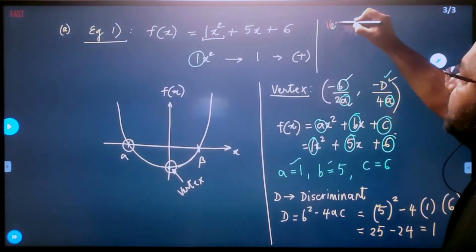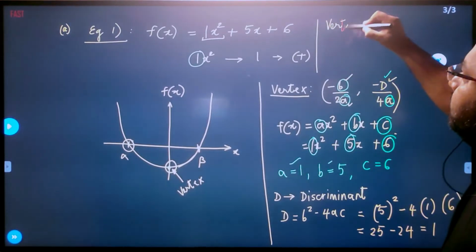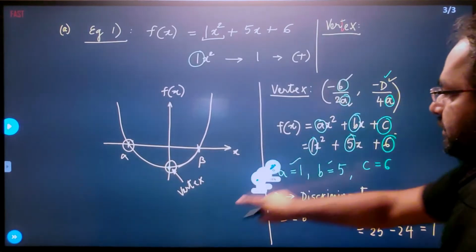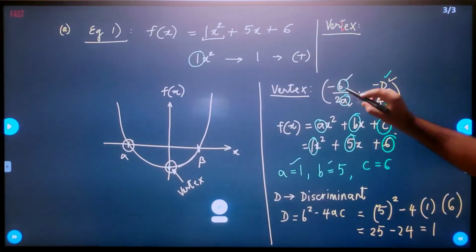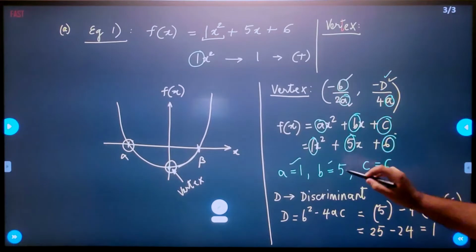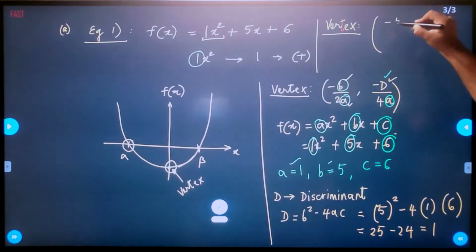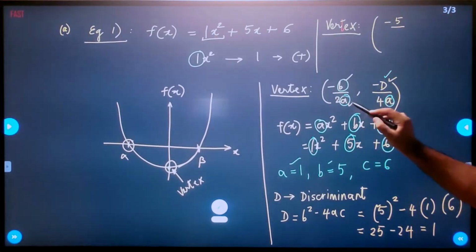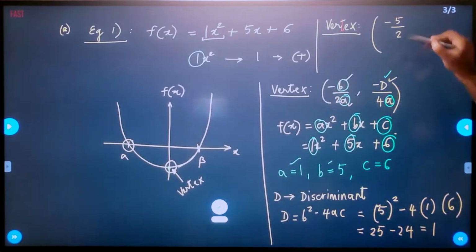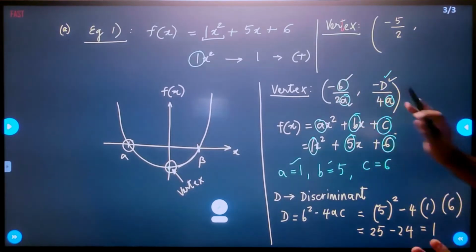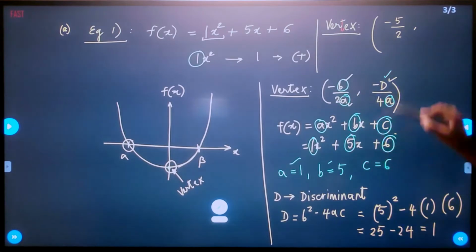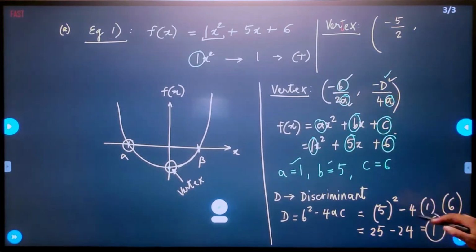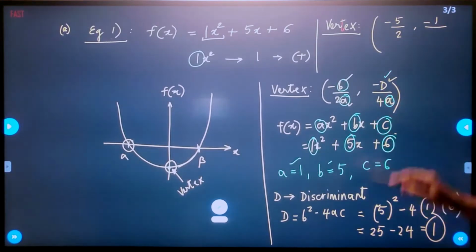We know that vertex is given by minus b by 2a. What is minus b? Minus b is minus 5 by, what is 2a? 2 into 1, which is 2. I'm just substituting the values a, b and all of that. Now I have a minus d. What is the value of d? I got the value of d as 1. So wherever minus d is there, I'm going to put minus 1 divided by, what is 4a? 4 into 1, which is 4.